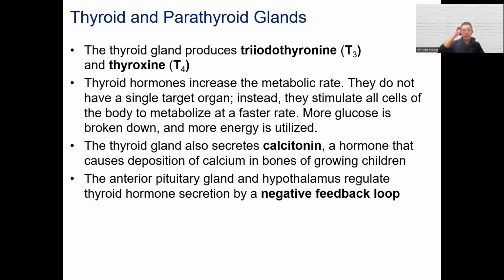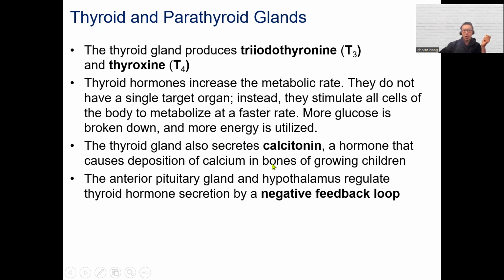So the T3 and the T4, they have overlapping functions. Generally speaking, they work together to increase your metabolic rate. It doesn't target a particular cell. It just causes all your cells to metabolize a little bit faster. So you break down more glucose, and then you get energy from that process. More on how they work later on in terms of a feedback loop, but that's what T3 and T4 are for. They increase your metabolic rate.